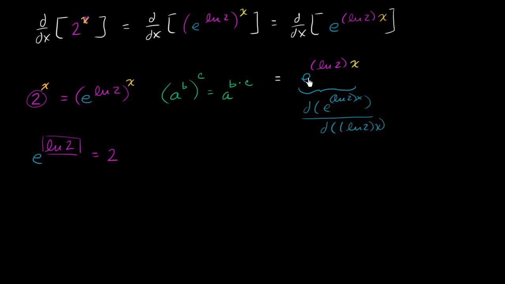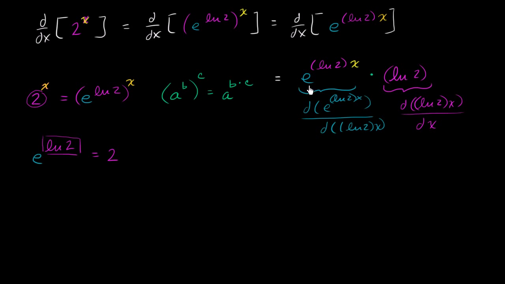So we took the derivative of e to the something with respect to that something. That's this right here. It's just e to that something. And then we're going to multiply that by, and this is just an application of the chain rule, the derivative of that something with respect to x. So the derivative of natural log of 2 times x with respect to x is just going to be natural log of 2. The derivative of a times x is just going to be equal to a. This is just the coefficient on the x. And just to be clear, this is the derivative of natural log of 2 times x with respect to x.